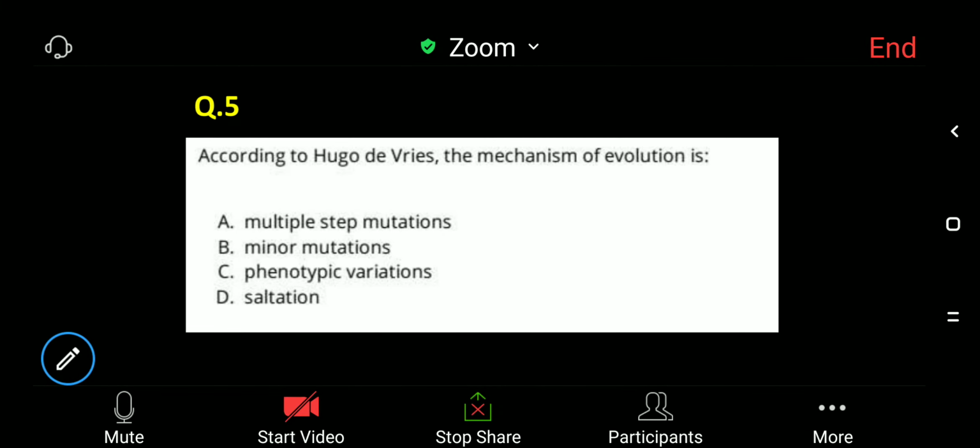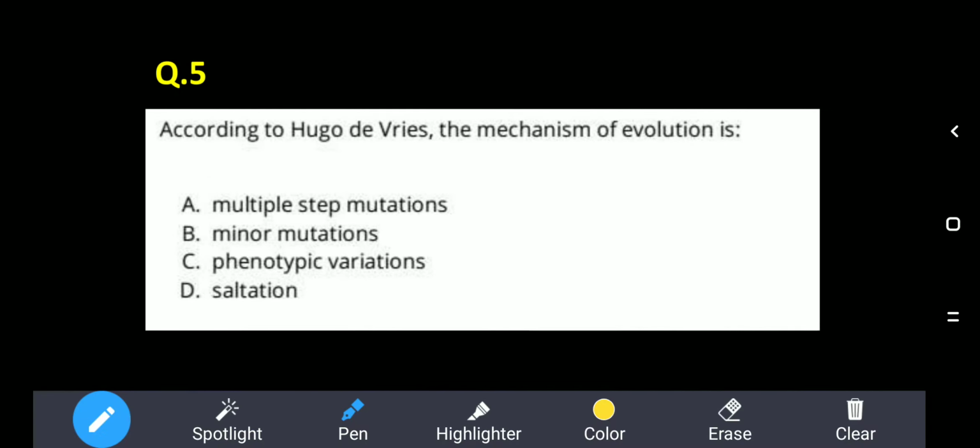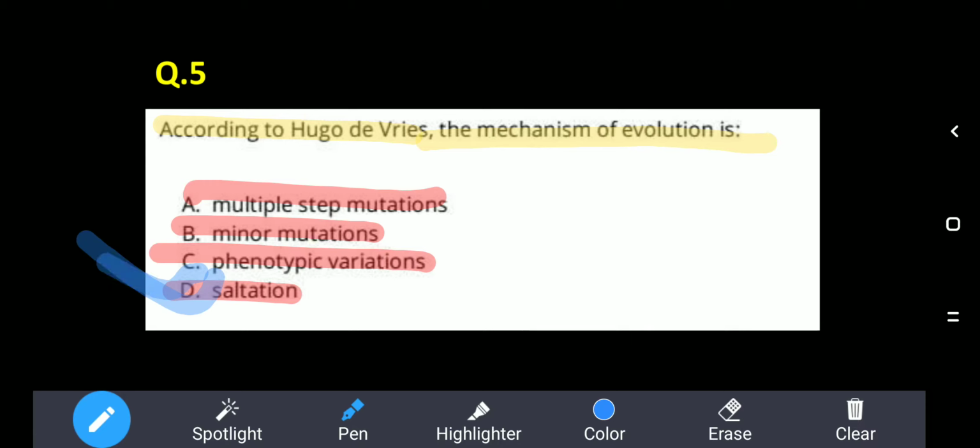We're going to move ahead with question number 5. According to Hugo de Vries, this is a very important principle, an important concept, also asked in 2019. There's another video on 2019 that I've made. Hugo de Vries is most of the time asked. According to Hugo de Vries, the mechanism of evolution is multiple step mutation, minor mutation, phenotypic variation, or saltation. So the answer to this question, I'm going to directly tell, is saltation.